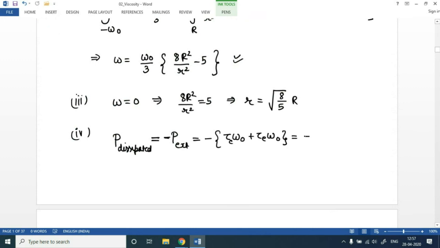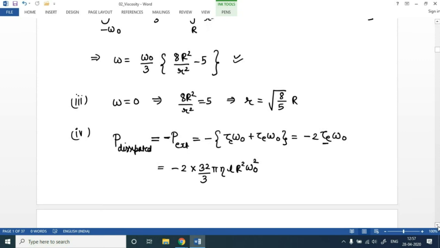So this turns out to be minus 2 tau external into omega naught, and tau external's magnitude is the same as tau, which we found in the previous part. So this comes out to be minus 2 times the torque, which we found to be 32 by 3 pi eta L r square omega naught, into omega naught. So that is equal to omega naught square. So that is the answer for the fourth part. So we have solved this question.